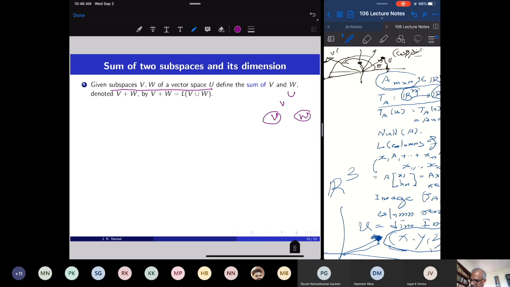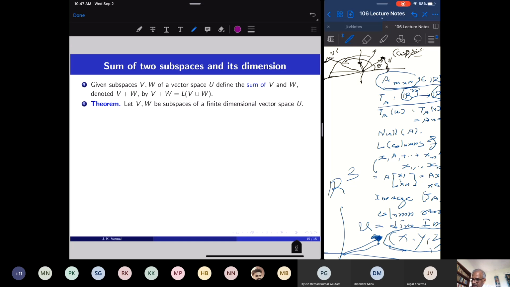I want to define a larger vector space which we represent by V plus W, and V plus W by definition is the linear span of V union W. So take all vectors in V, all vectors in W, and take their linear combinations, and that is the sum of these two. So we are adding all vectors in V with all vectors in W, nothing more. This is simply all vectors v plus w, where v is in V and w in W. This is nothing but the linear span of V union W.